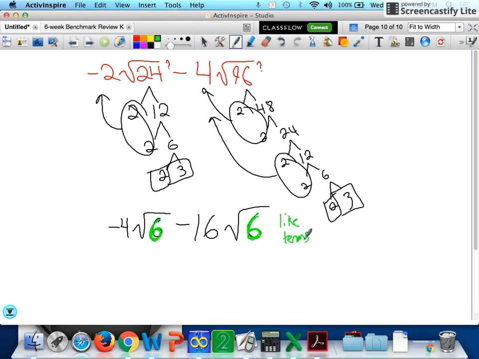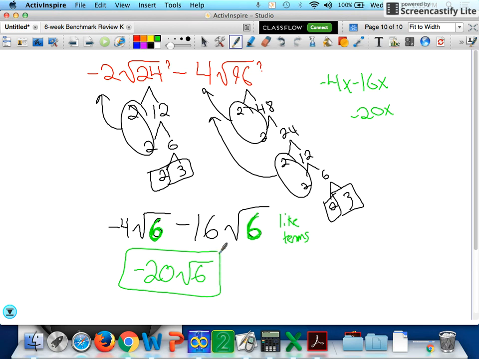And a lot of people still get confused on how we combine those. Think about it. Like I said, they're just like variables. If we have negative 4x minus 16x, a lot of you would tell me, oh, that's easy, that's negative 20x. We add and subtract radicals the same way by just working with the numbers out front. Negative 20, because it was negative 4 and minus 16, on the square root of 6.